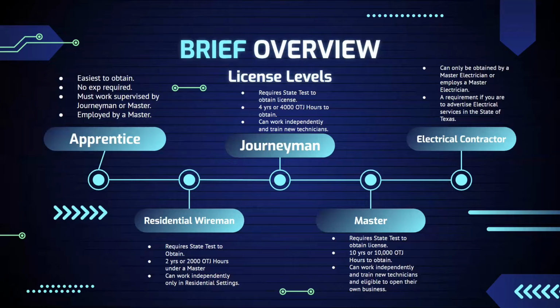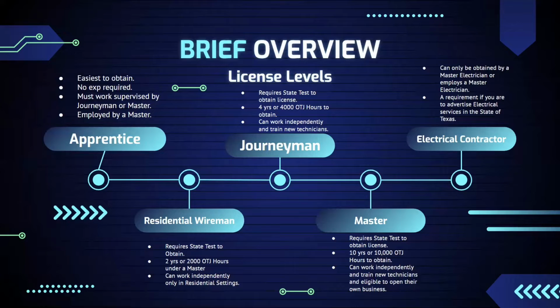There are certain processes that TDLR takes to do verification of hours. So verification of employment and verification of OTJ hours, which is where it leads us to residential wireman. It does require a state test to obtain after you get the 2 years of experience or the 2000 OTJ hours. And what OTJ hours means is just on the job training.